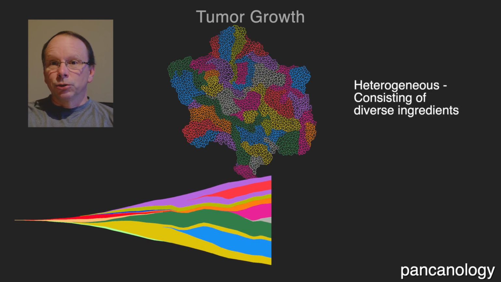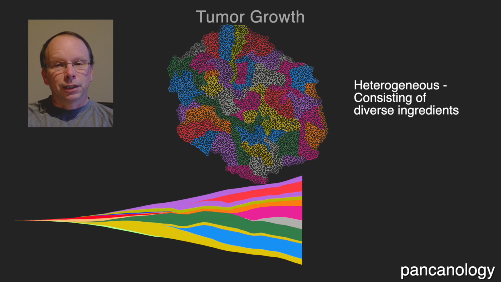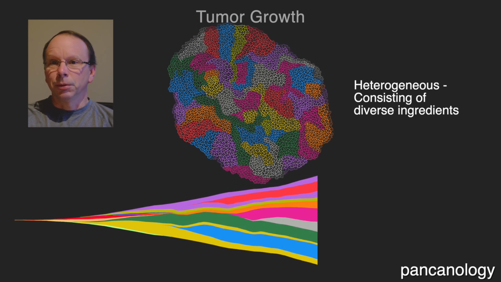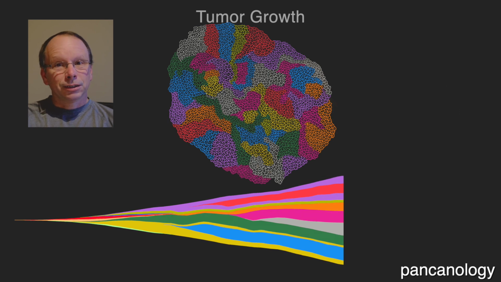We say that the tumor is heterogeneous because it is made up of a variety of similar but not identical cells, represented here by different colors. Let's stop it here for a moment. Now we're going to treat this tumor with chemotherapy.